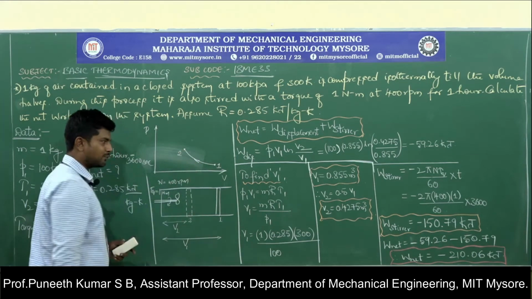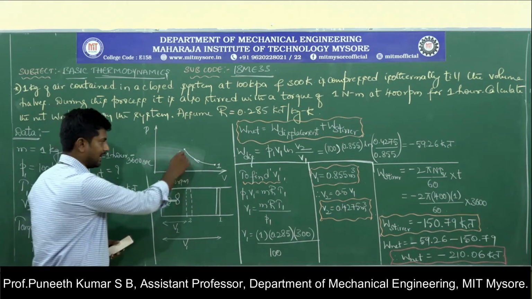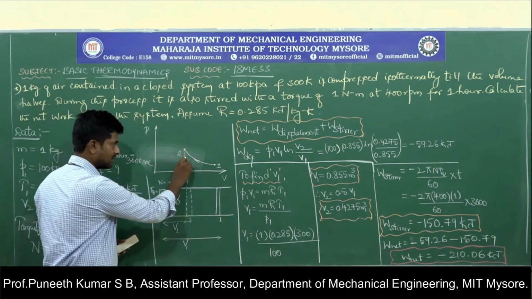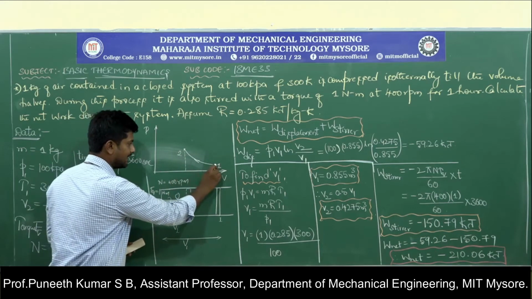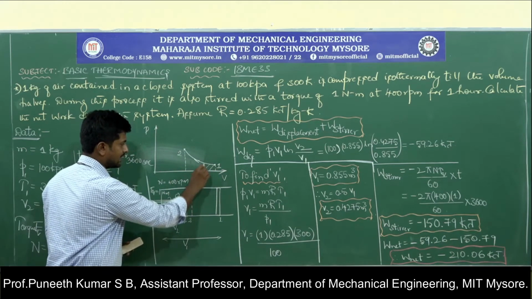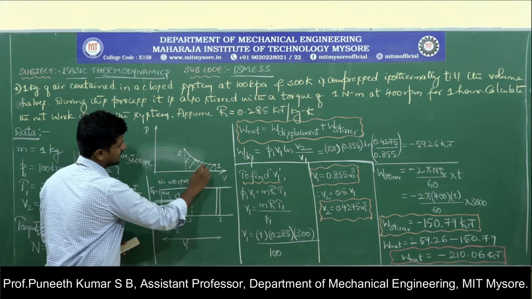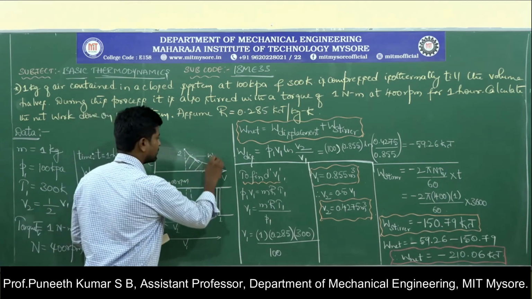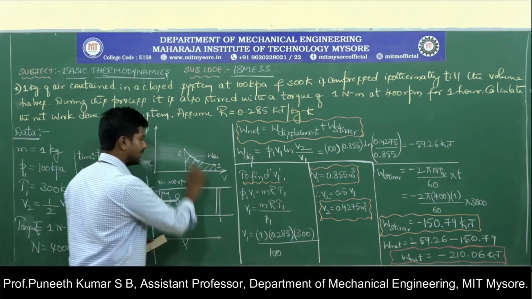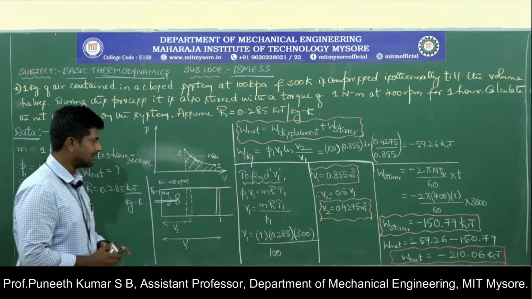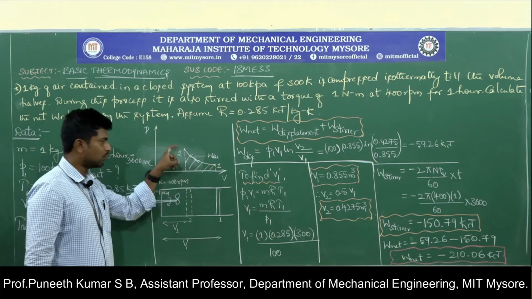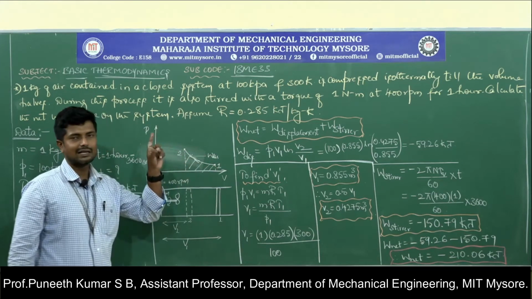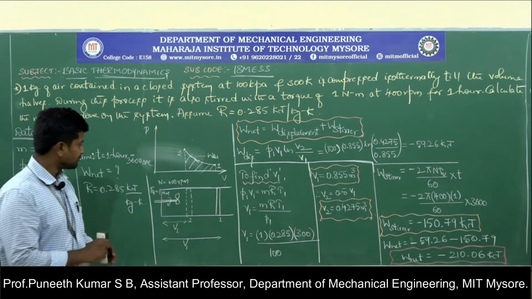The arrowhead is pointing towards the left, and the area under the curve, the hatched portion, represents W displacement. The area under the curve 1 to 2, I will now call the displacement work.